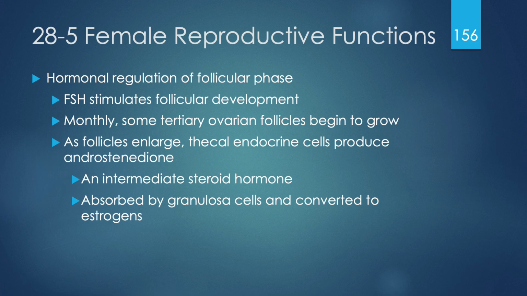The follicular phase is going to be stimulated by follicle-stimulating hormone, which stimulates follicular development. So monthly, we'll have some tertiary ovarian follicles develop, and as these follicles grow, the thecal endocrine cells will produce androstenedione. This is an intermediate steroid hormone that's absorbed by the granulosa cells, and it becomes converted to estrogen. So there are some types of tumors that occur in the ovaries called thecal tumors. We know that they are primarily composed of these thecal endocrine cells, and they'll therefore produce a large amount of hormones.